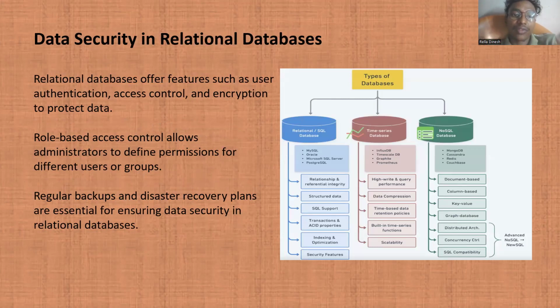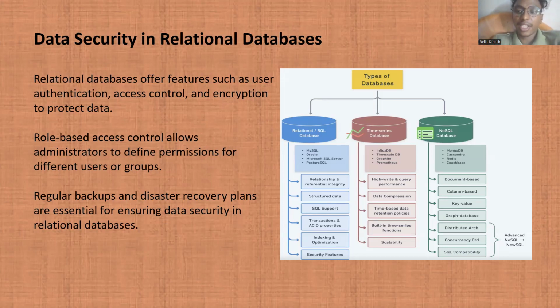Now we'll see data security in relational databases. Relational databases offer features such as user authentication, access control, and encryption to protect data. Role-based access control allows the administrator to define permissions for different users or groups. Regular backups and disaster recovery plans.